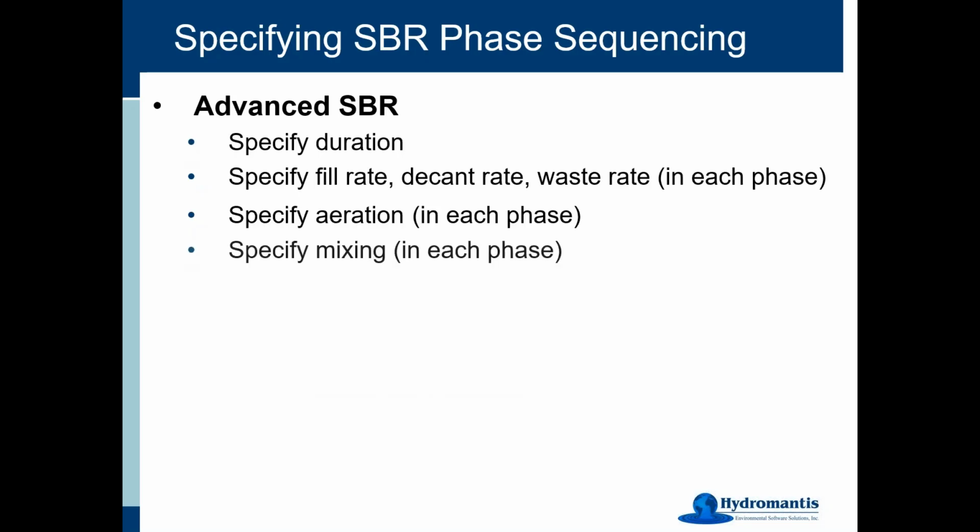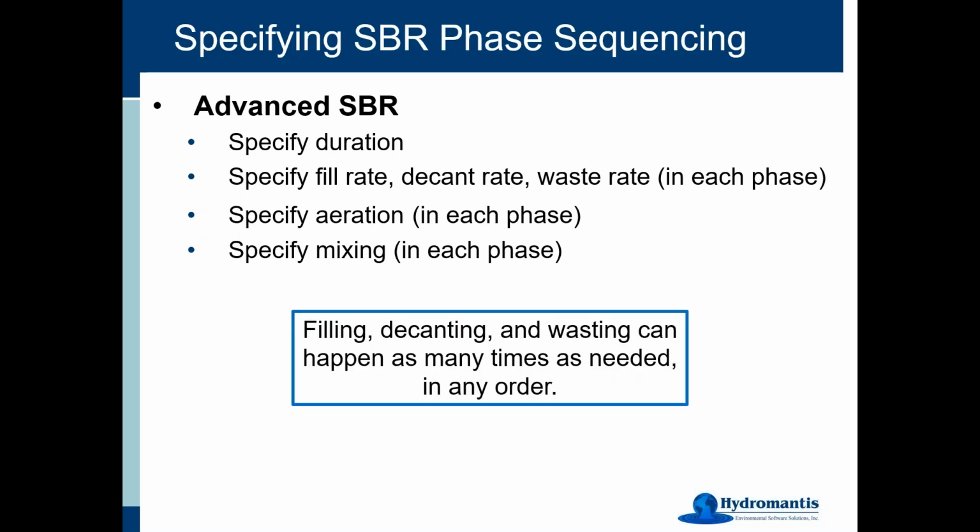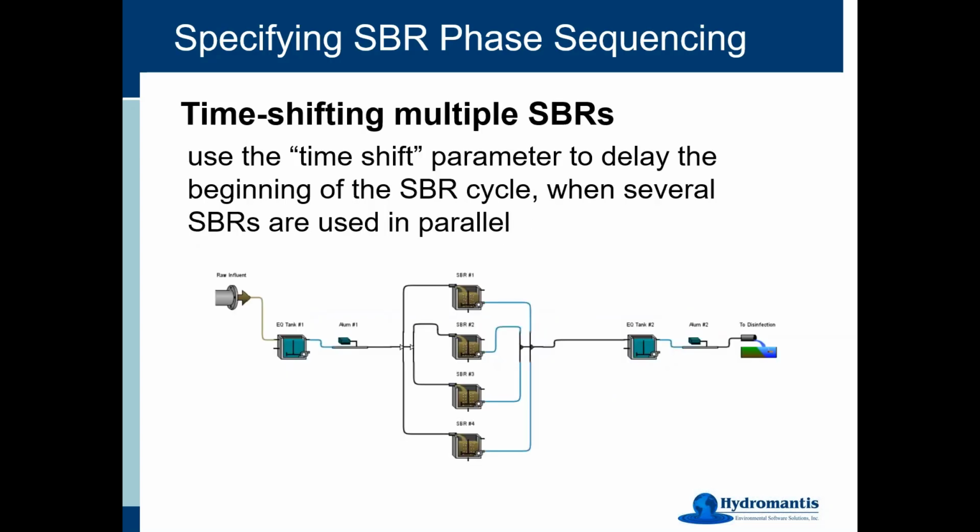So for an advanced SBR, again, you have to specify the duration. You can also specify the number of phases as well. There's a little more flexibility there. And then, of course, the fill rate, the decant rate, and the wastage rate, and aeration and mixing for all of those phases. So by that way, you have quite a bit more flexibility in terms of what you want to do. And it can happen in as many times as needed and in any order.